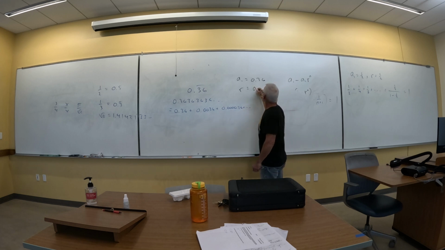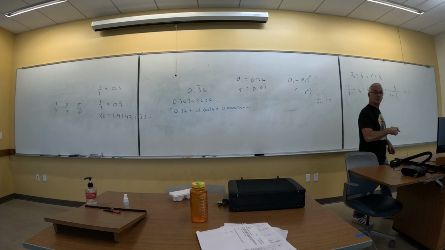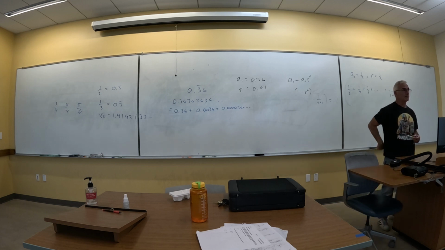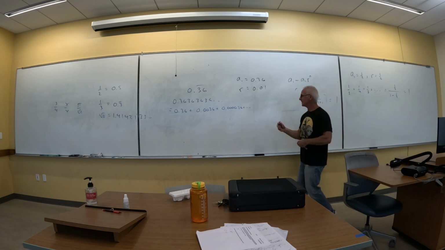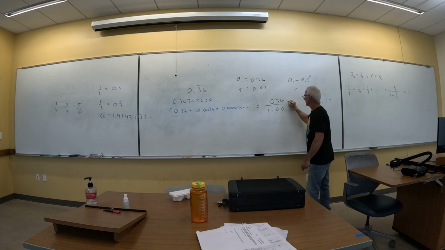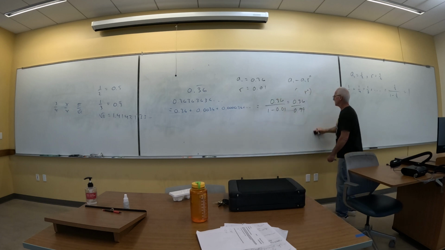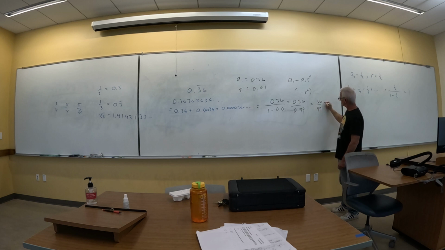So, do you all agree with that? Yes, it's 1/100 because I'm moving 2 spaces at a time. Everybody cool with that? Can you now tell me what this equals? Yeah, first term over 1 minus R. Well, that'd be 0.36 over 0.99. Can I keep going? Well, how about 36 over 99, which would be, how about 4 over 11?